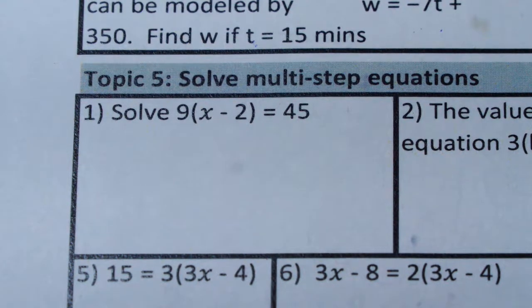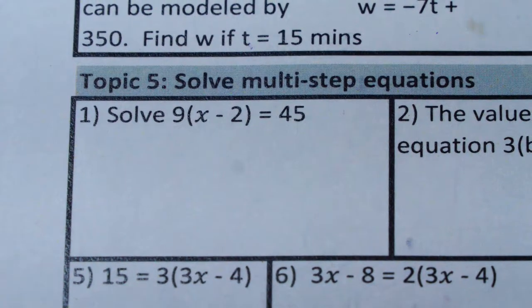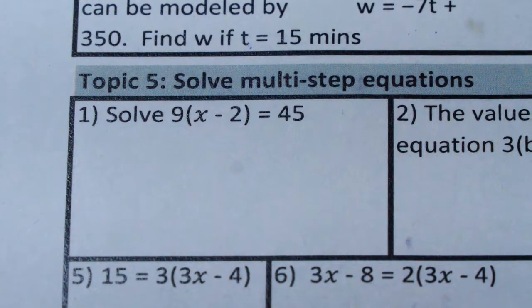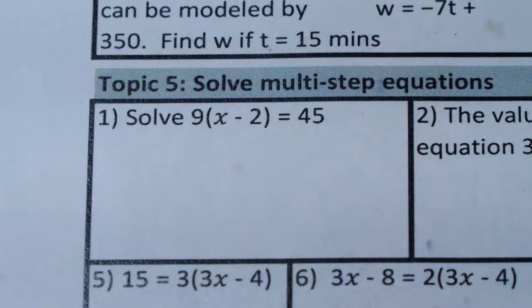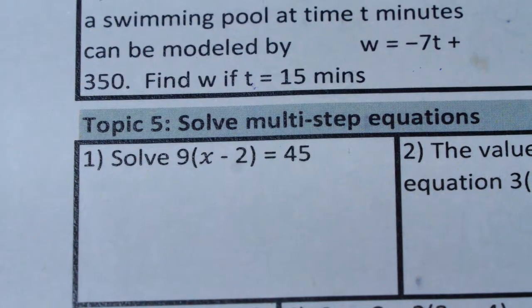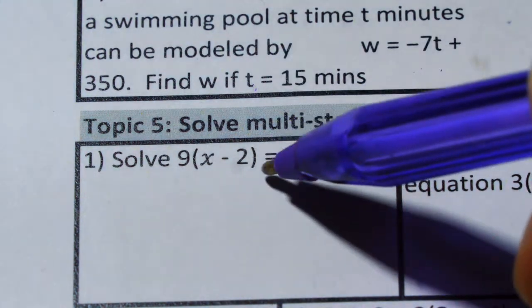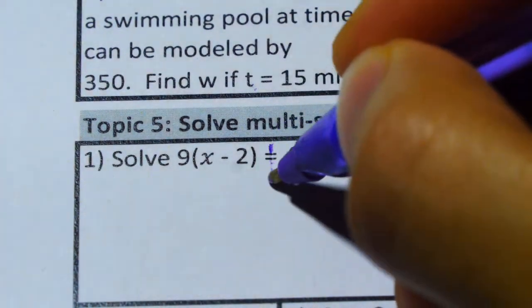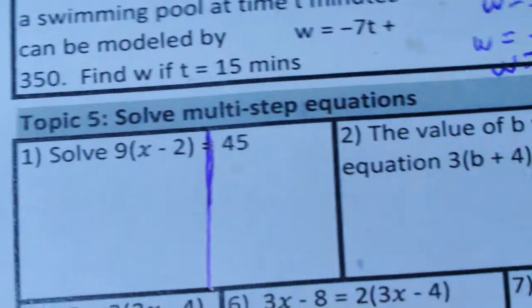Topic 5, solve multi-step equations. So we are still solving equations, but this time they are multi-step, which means many steps. It's more than 2 steps. Okay, so question number 1, we have a question here. It's still an equation, so we still have an equal sign. So I'm going to put my line on the equal sign just to show 2 sides.